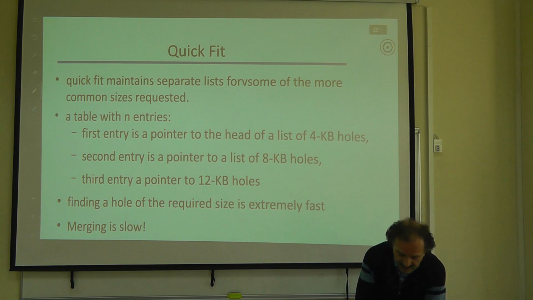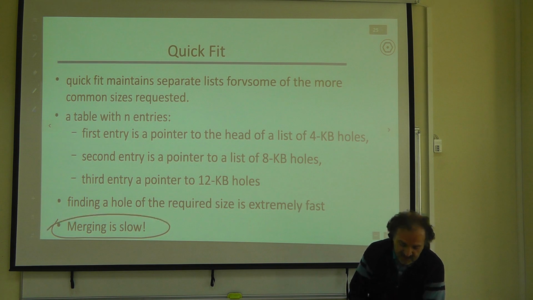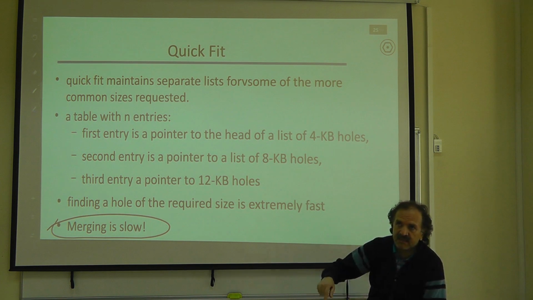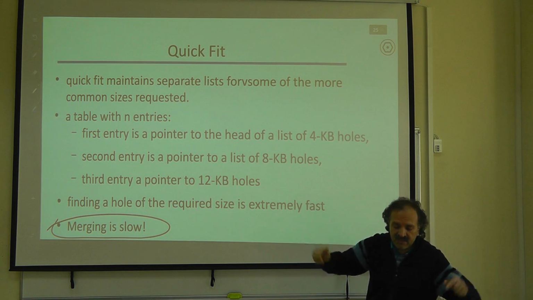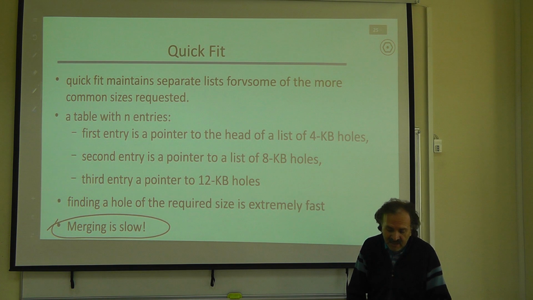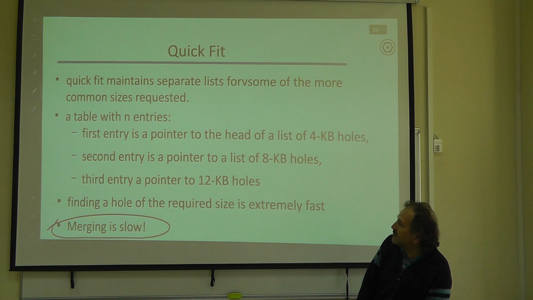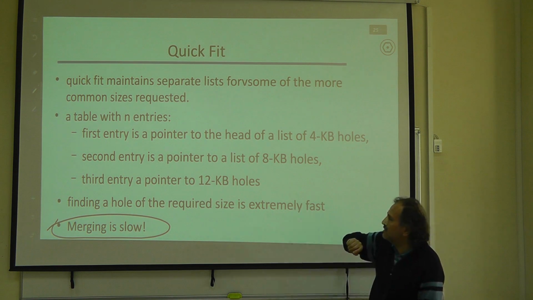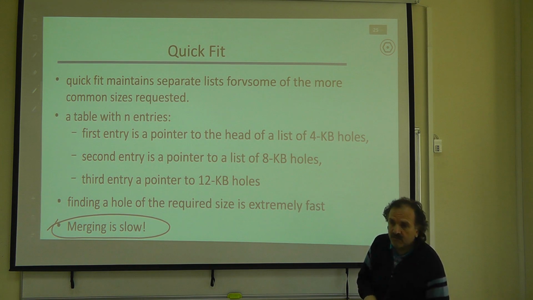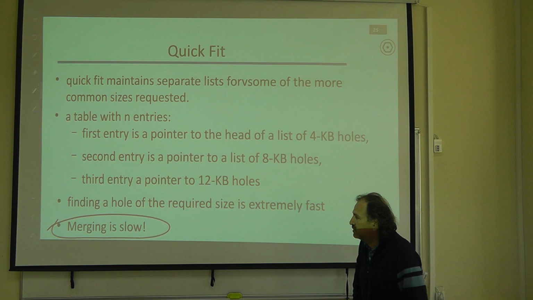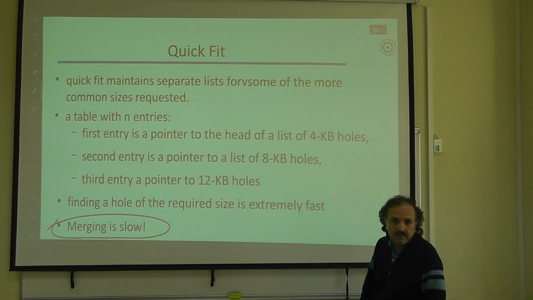But again, as with the best fit, merging is very, very slow. Merging is slow. What do I mean by merging? When a process dies, you need to merge the neighbors of those processes in memory together so that it makes a large hole. But that operation becomes a linear operation. Okay? So finding the hole is very fast, but merging is very, very slow. I mean, it's order n, it's slow. Okay, any questions?